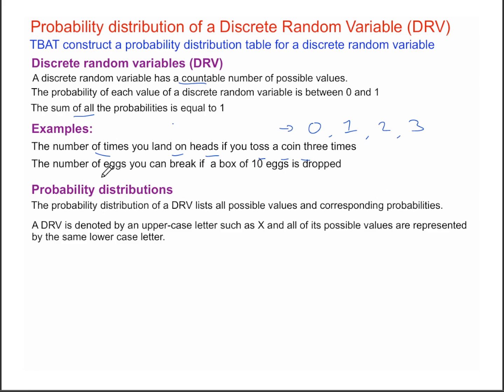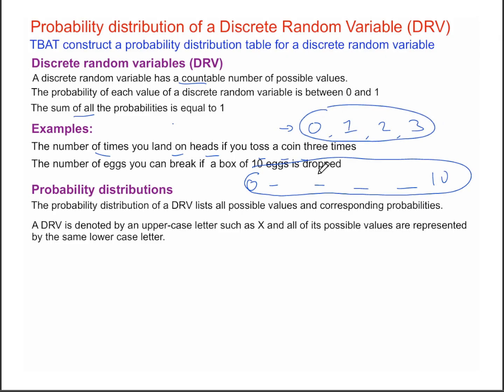Second example, the number of eggs I can break if a box of 10 eggs is dropped. So I can break 0 eggs and I can break up to 10 eggs. Anything in between is also considered. That's also a possible value that you can have. So that is going to be our discrete random variable.